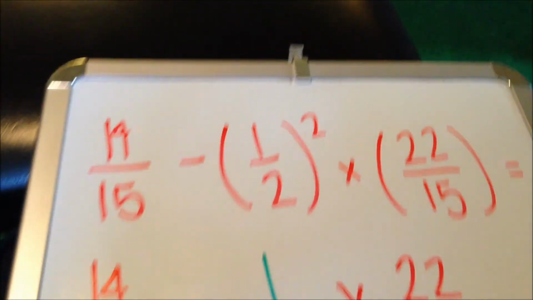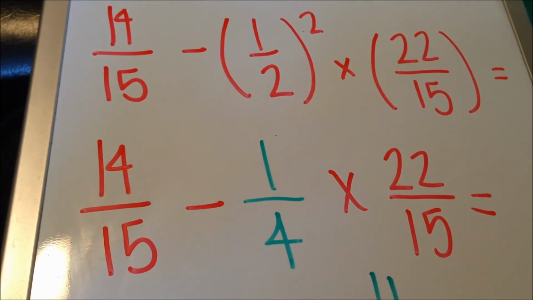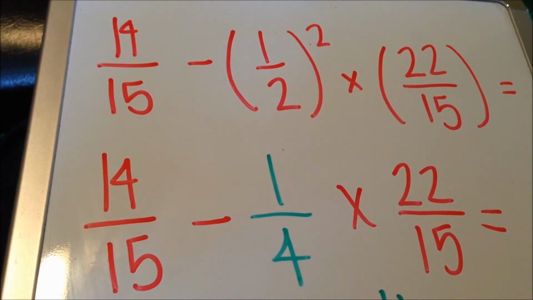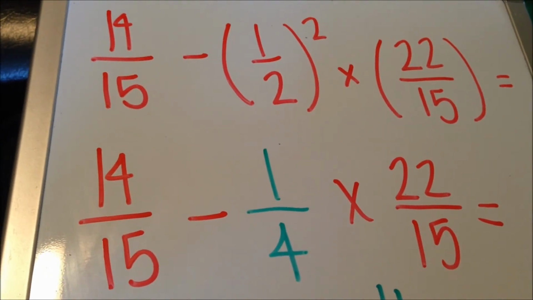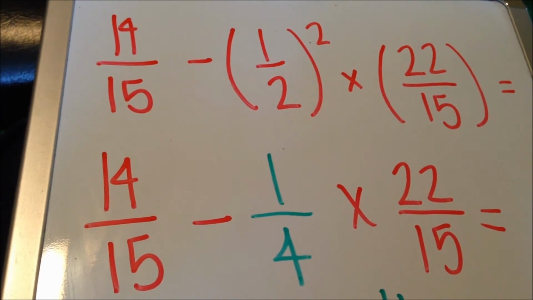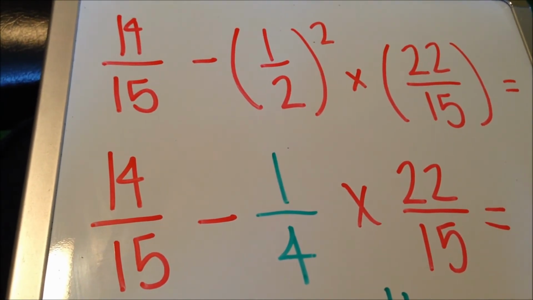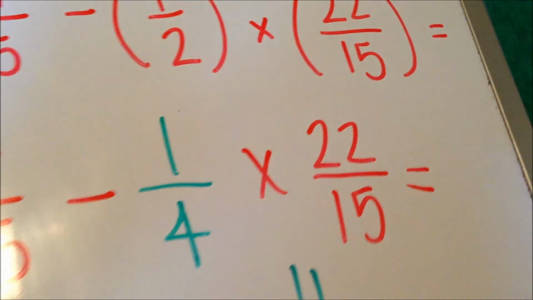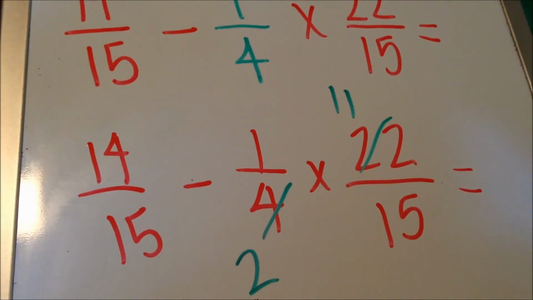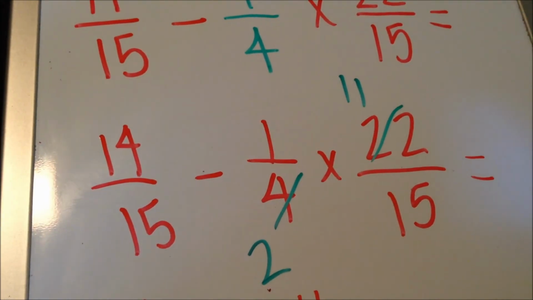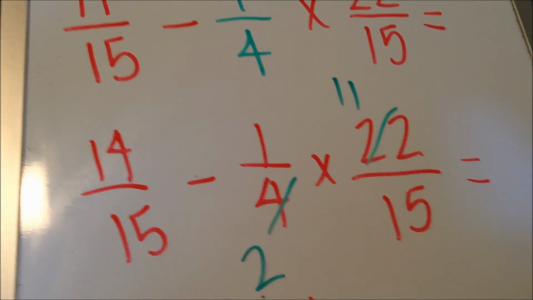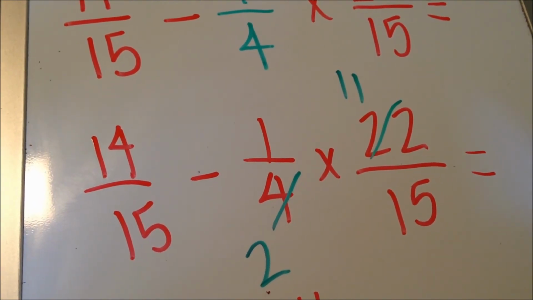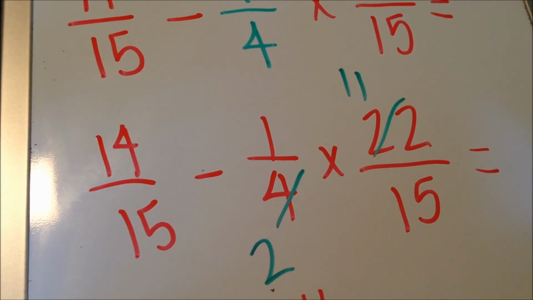So rewrite everything else the same, and then evaluate 1/2 squared. 1/2 times 1/2 equals 1 times 1 over 2 times 2, so 1/4. Everything else is rewritten. The next step is, are there any multiplication or division portions? There is a multiplication. 1/4 times 22 over 15. So ignore the 14/15 and the minus. We'll just rewrite them. Cross-reduce if possible. In this case, 22 and 4 are both divisible by 2. So we end up with 1 times 11 over 2 times 15, so 11 over 30.